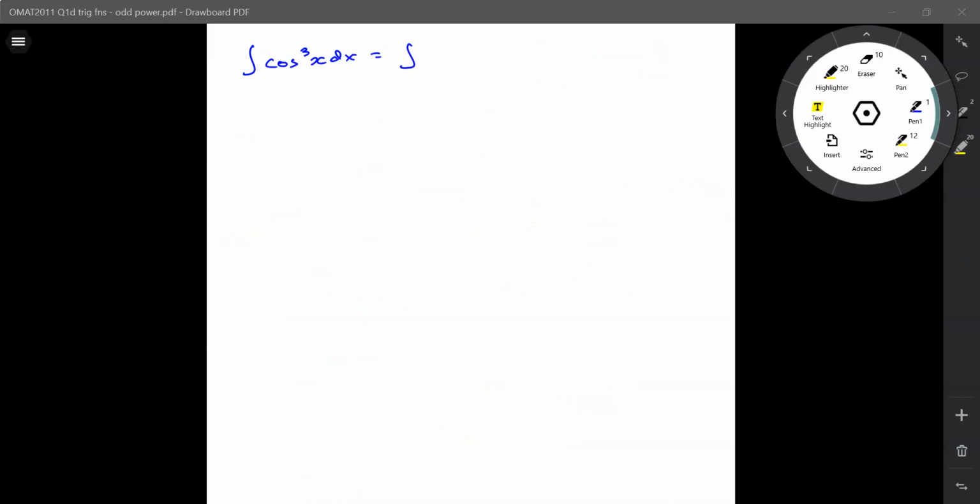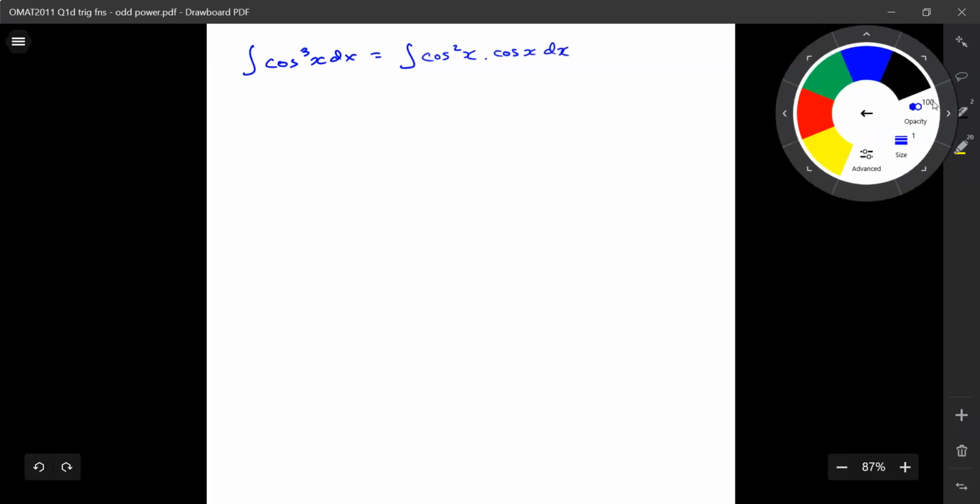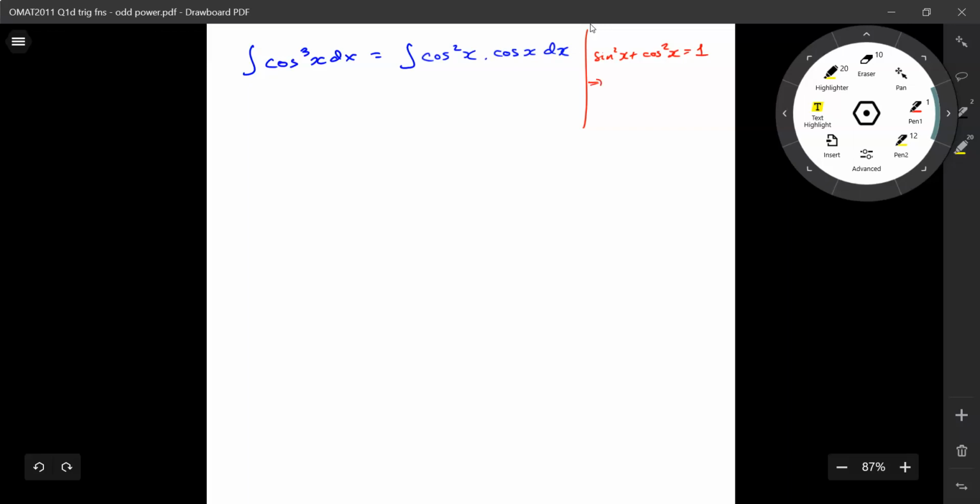Step number 1 is split the cosine cubed function into cosine squared x times cosine x dx. Then, using our standard rule where sine squared x plus cosine squared x is equal to 1, that implies that cosine squared x is equal to 1 minus the sine squared of x. If we substitute that in for the cosine squared x, I'll bring it on to the next line. Substitute that in, we have 1 minus sine squared x times cosine x dx.